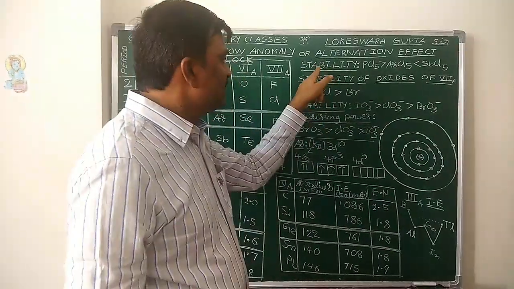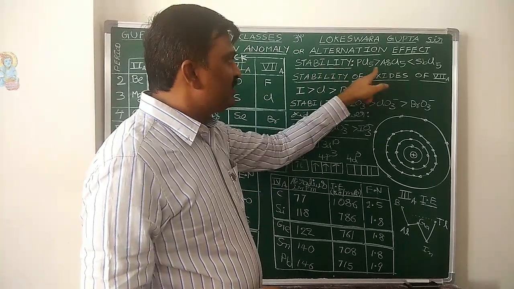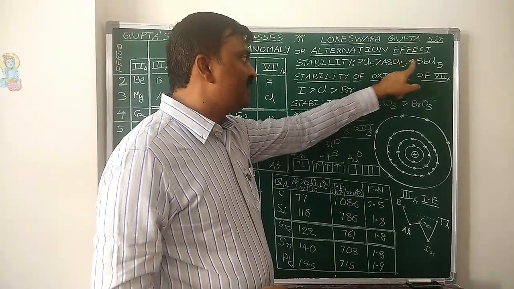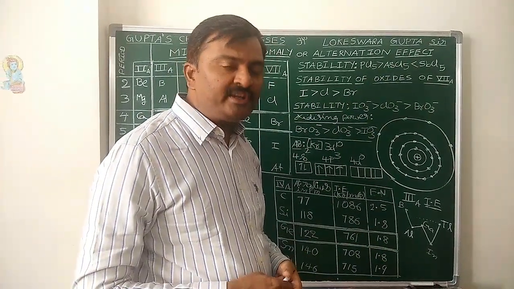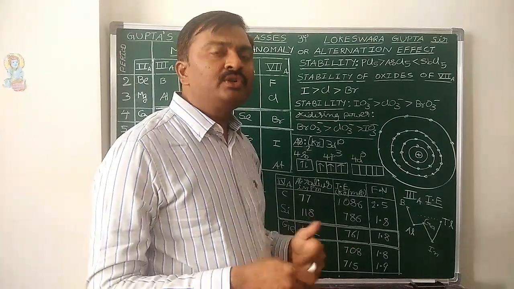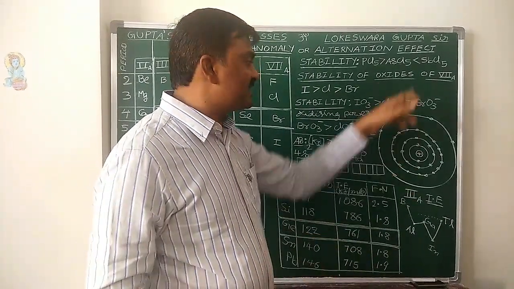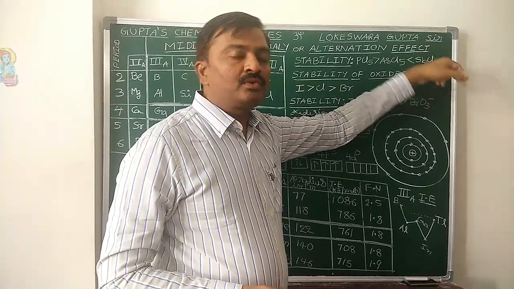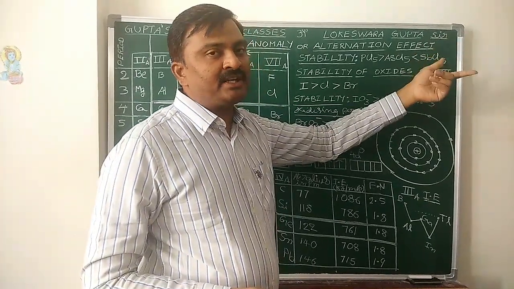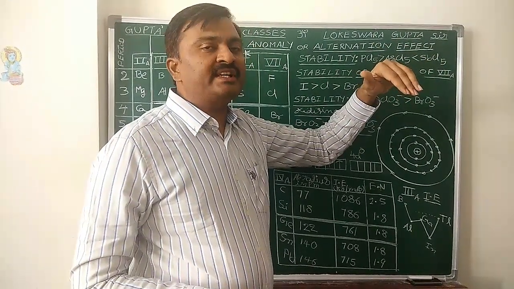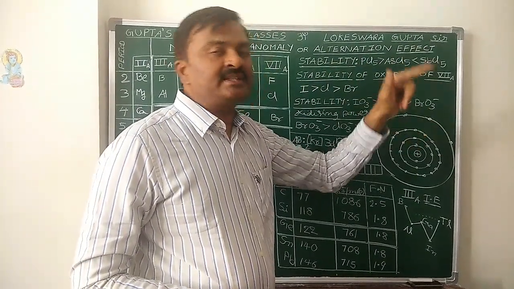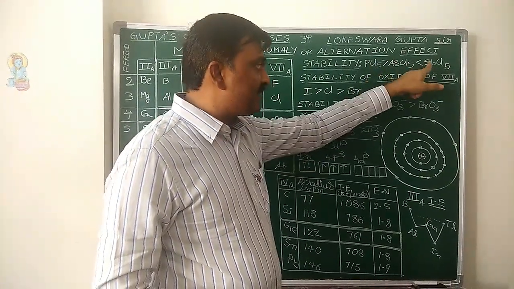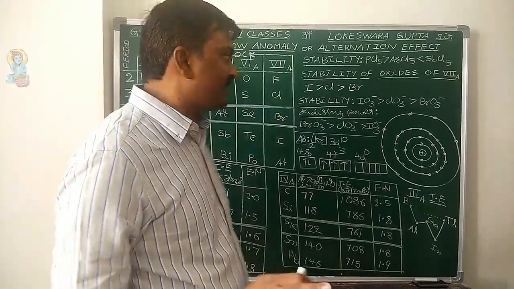Now see, come to this one. Stability of pentahalides. AsCl5 is less stable when compared with PCl5 and SbCl5. That is due to middle row anomaly, that means due to the poor shielding effect of d electrons in the inner shell of arsenic. Of course, BiCl5 does not exist. BiCl5, bismuth pentachloride. Why? Due to the poor shielding effect of d and f electrons in the inner shell of bismuth. So AsCl5 is less stable than PCl5 and SbCl5 because of middle row anomaly.